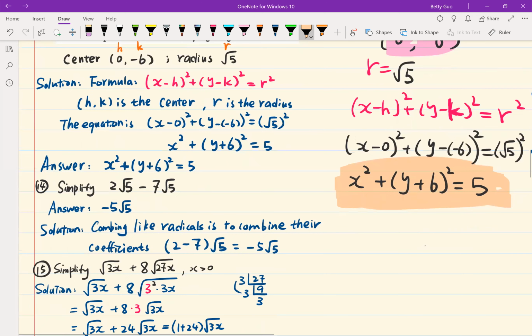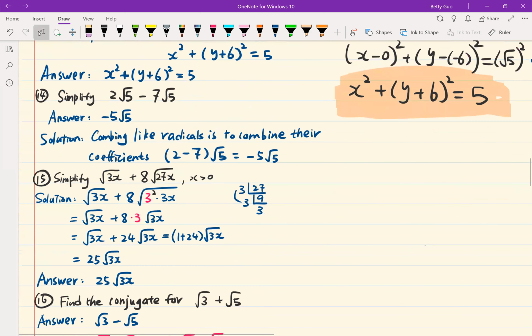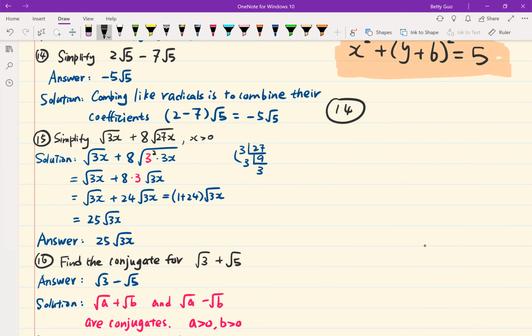Number 14. Number 14 is very straightforward. We need to simplify 2 root 5 minus 7 root 5. This is a subtraction of 2 square roots. The 2 square roots are like radicals. Remember, we cannot combine radicals if they are not like radicals. How do we define like radicals? Two radicals are like radicals if after simplifying, they have exactly the same radical part.